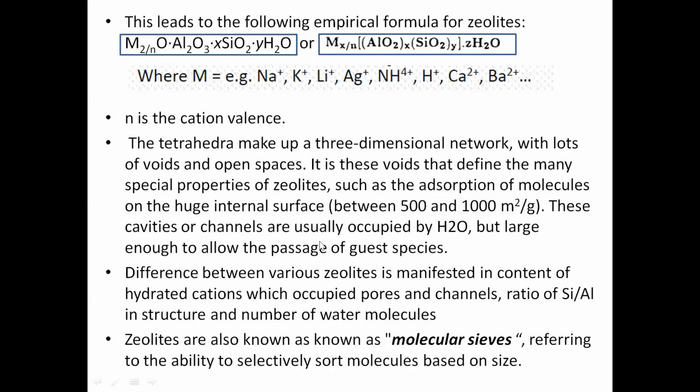These cavities are usually occupied by water, but large enough to allow passage of gas species. Differences between various zeolites are manifested in the content of hydrated cations, which occupy the pores and channels, the ratio of silicon to aluminum in the structure, and the number of water molecules. Zeolites are also known as molecular sieves, referring to the ability to selectively sort molecules based on size. This is a summary slide of whatever we have learned so far about zeolites.